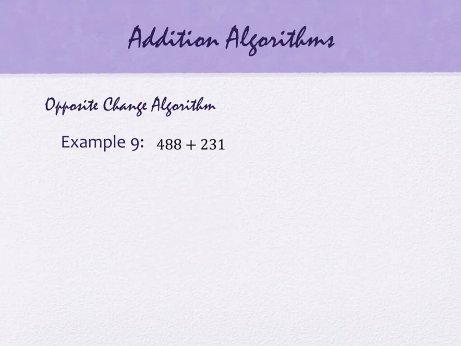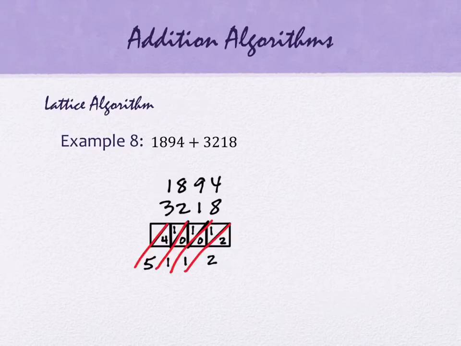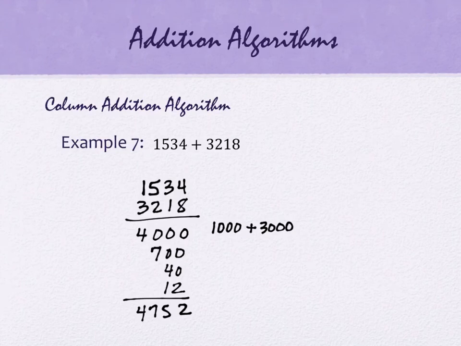Opposite change is the next one. Opposite change takes numbers and makes them nicer. These numbers are not what we would consider nice numbers. The nice numbers showed up over here when I had lots of zeros. Those are nice numbers because it's nice to add with zeros.